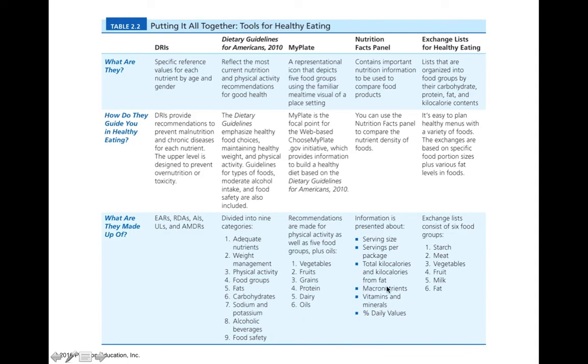The Nutrition Facts panel serves to present you with information on serving size, servings per package, total kcal, and kcals from fat, also macronutrients, vitamins and minerals, and percentage daily values. And this exchange list allows you to exchange these 6 major food groups interchangeably for one another, as long as you know how much of one equals how much of the other. That includes starch, meats, vegetables, fruit, milk, and fat.